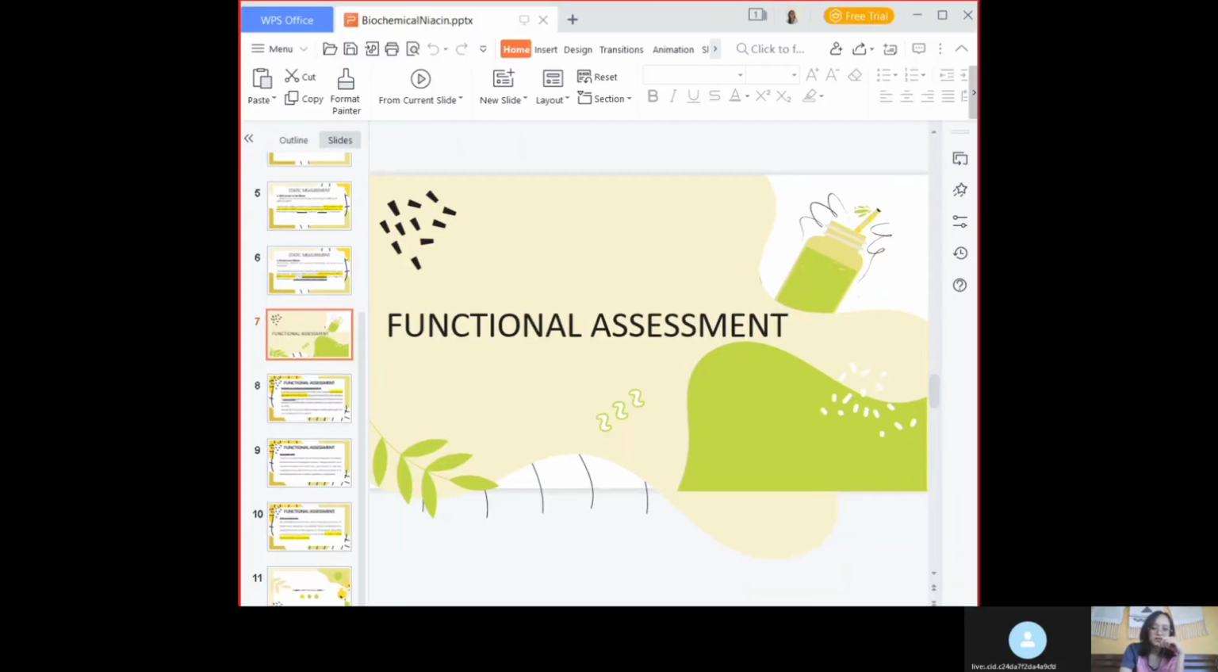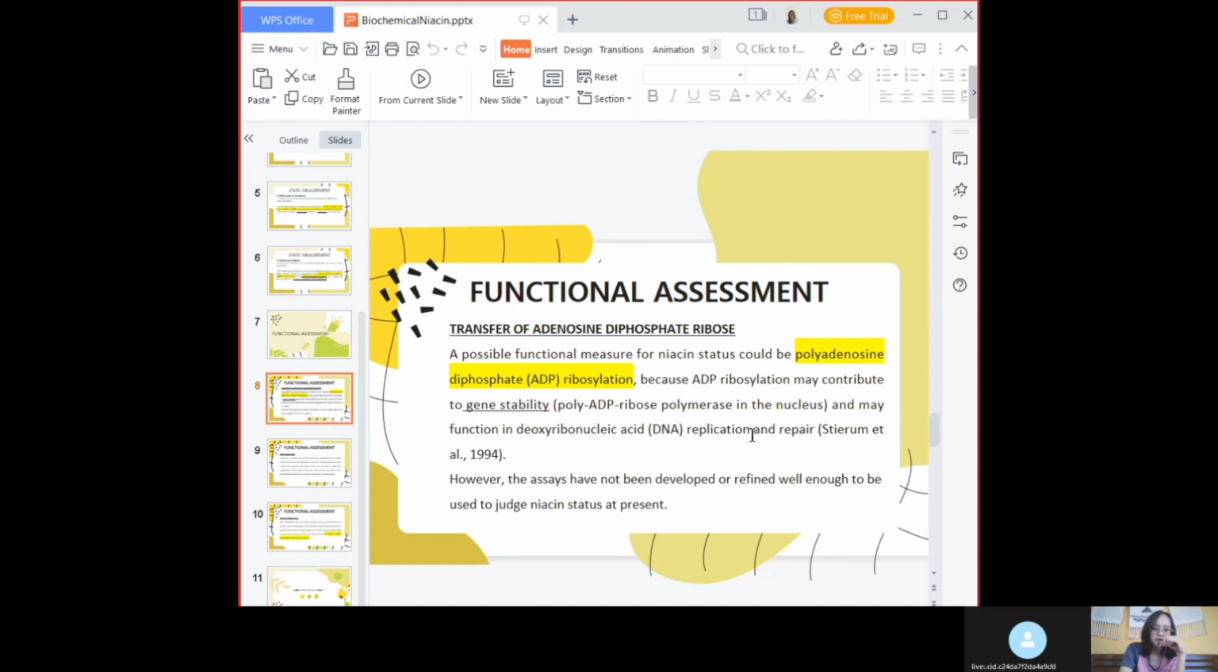So, dietary niacin deficiency and the pharmacological excesses of nicotinic acid or nicotinamide have dramatic effects on cellular NAD pools, ADP ribose metabolism, tissue function, and health. So, moving on to the functional assessment, we have transfer of adenosine diphosphoribose. So, what is ADP ribose metabolism?